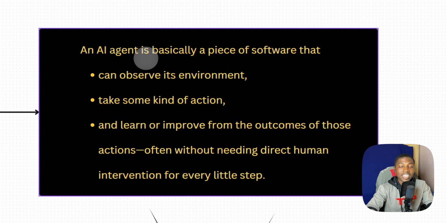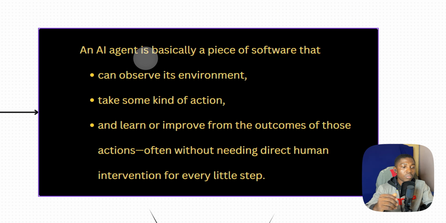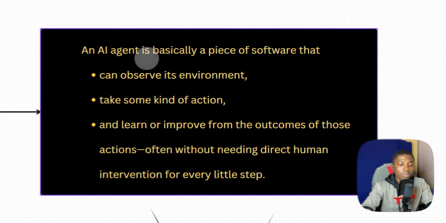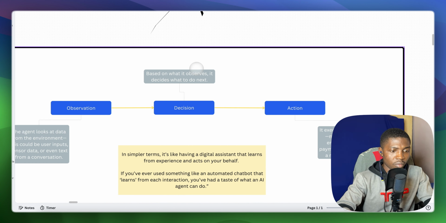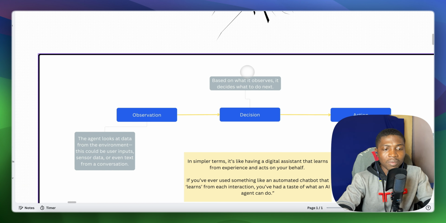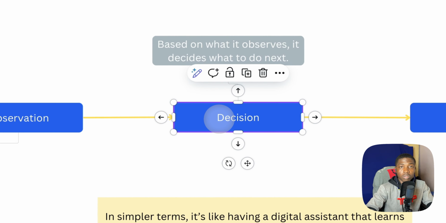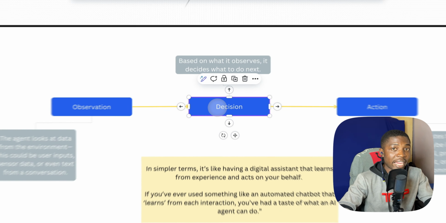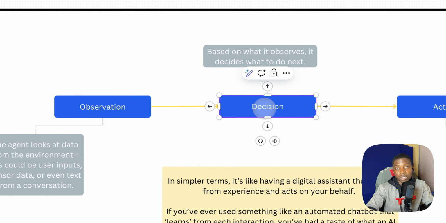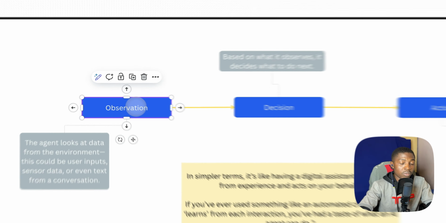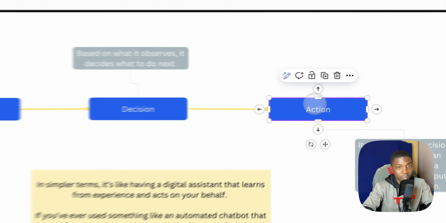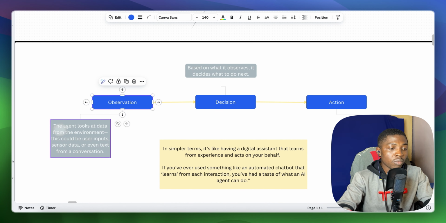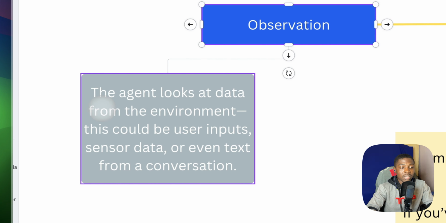An agent is basically a piece of software that can observe its environment, take some kind of actions, and learn or improve from the outcome of those actions, often without needing direct human intervention. So let's break it down further. Let's say we have this diagram, okay? In the center, you have decision. So the AI agent is structured in the way that you have a decision-making part, an observation part, and an action-taking part. Okay, from the observation, the AI agent looks at the data from the environment.